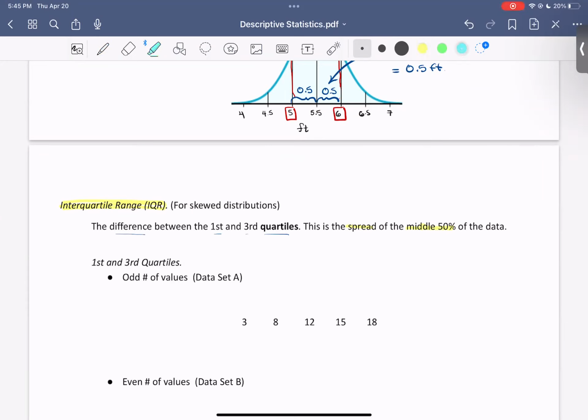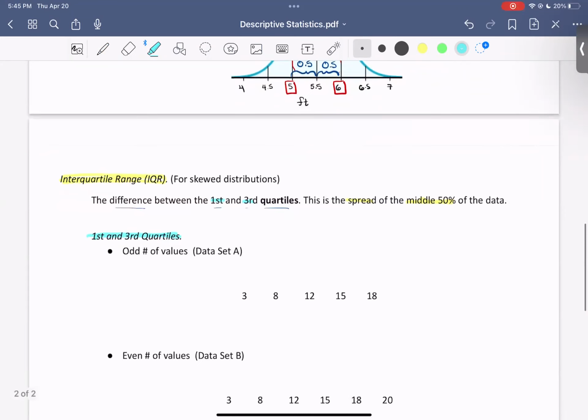Okay, so let's unpack this a little bit. First, what are these first and third quartiles? Let's look with an example. So you might hear quartile and think quarter. Well, you'd be on the right track. So if we have all of our data lined up here, we've seen that the middle value is the median, and that cuts our data into two groups of 50%. The very middle data value splits our data into 50% and 50%.